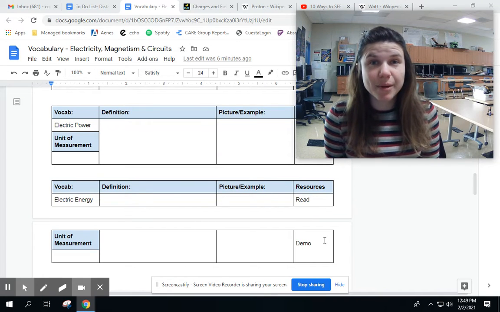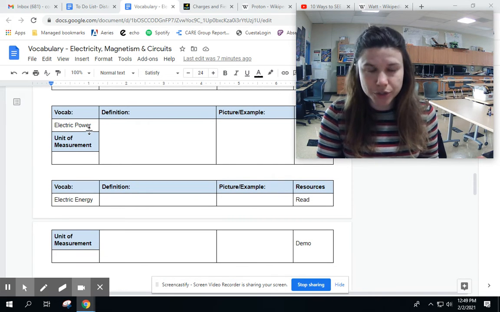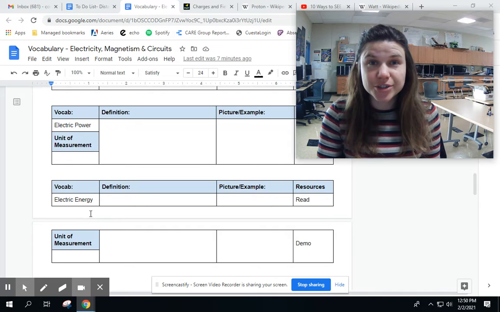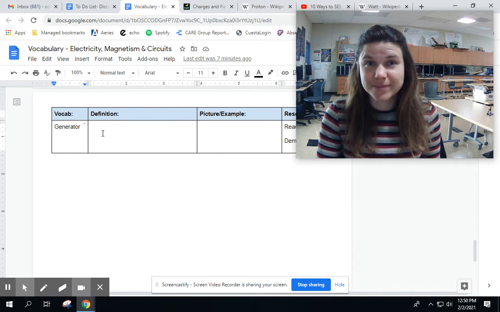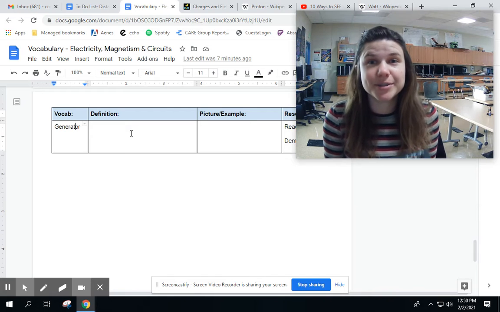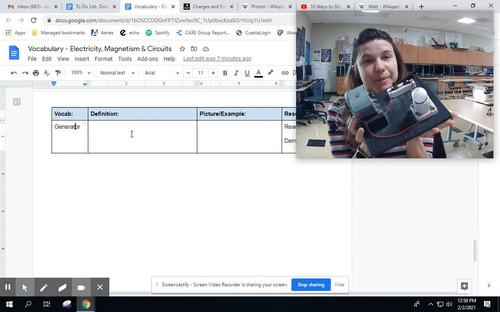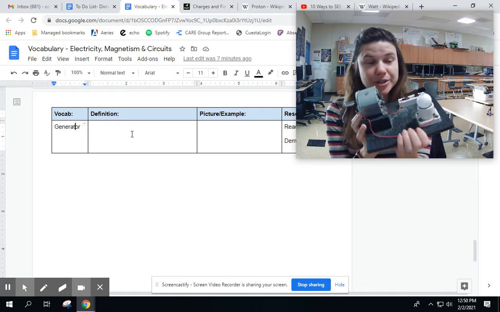All right, 3 vocabulary words in one here. We are going to be going over electrical power or electric power, electric energy, and generator. This is because I'm going to be using a generator to talk about electrical power and electrical energy.